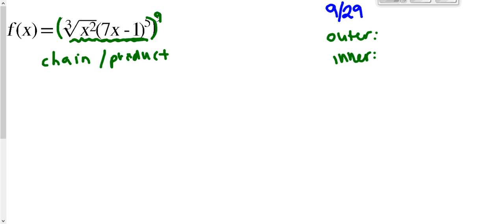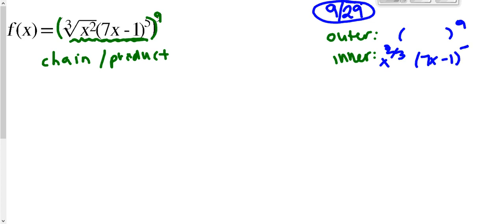First, we do the chain rule because the 9, that exponent, is on the outside, and with derivatives, we always start on the outside and work our way in. Our outer function here is just the 9th power. Our inner function is everything that's on the inside. So we have x, and we're going to rewrite that exponent. What's on the inside goes on the top, what's on the outside goes on the bottom. So that's x to the 2/3 times 7x minus 1 to the 5th power.